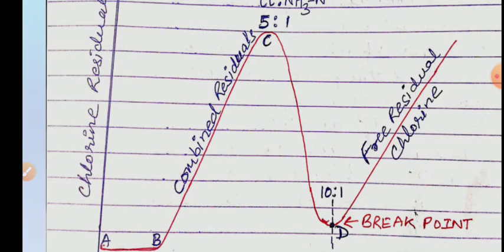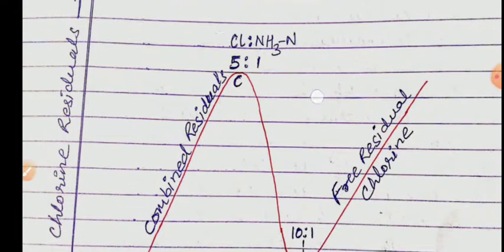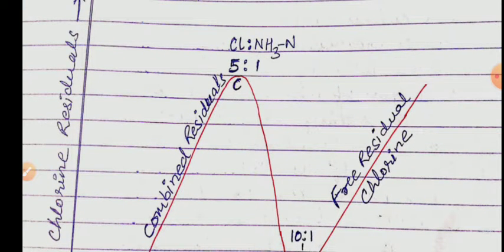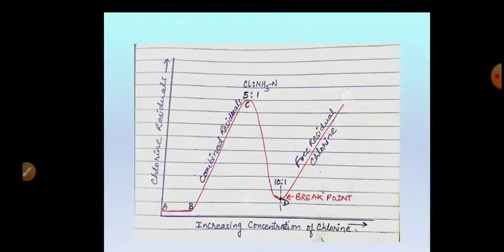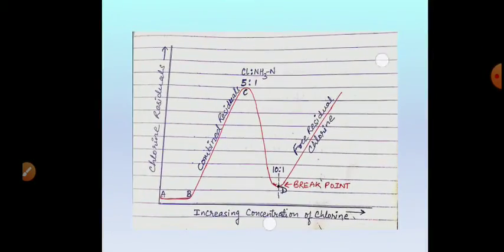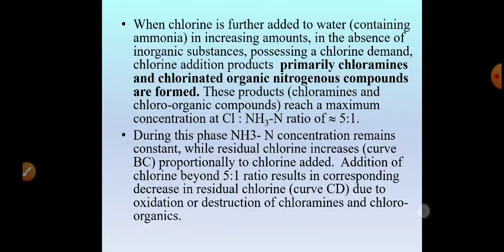Okay, which is shown by curve BC. So combined residuals are formed till they reach a peak when the chlorine to ammonia nitrogen ratio is 5:1. So they go on accumulating and increasing, right, till it reaches 5:1. During this phase, ammonia nitrogen concentration remains constant, and residual chlorine increases proportional to chlorine added. Addition of chlorine beyond the 5:1 ratio results in a corresponding decrease in residual chlorine.